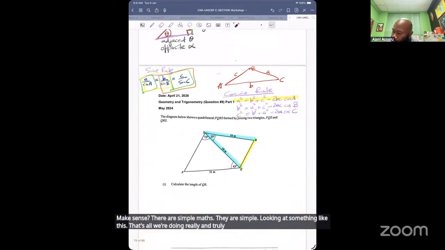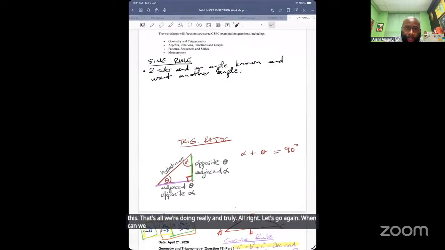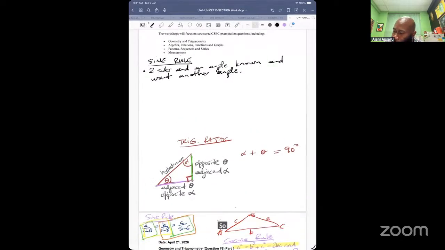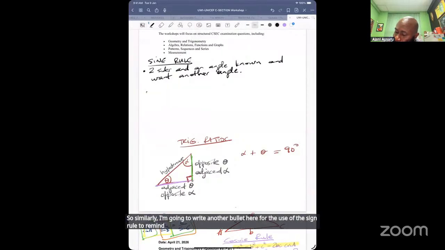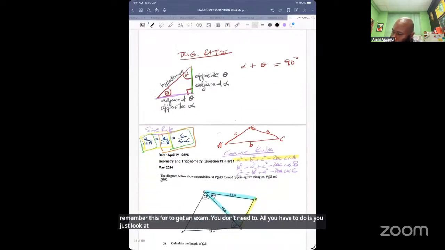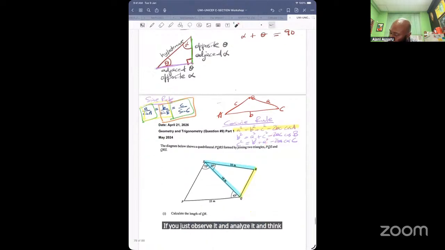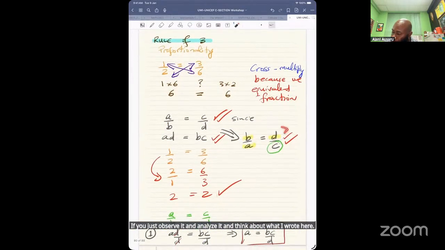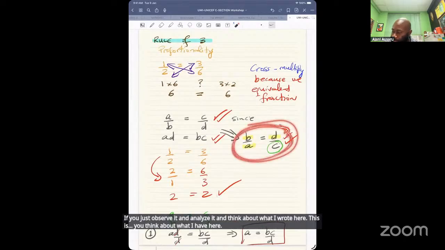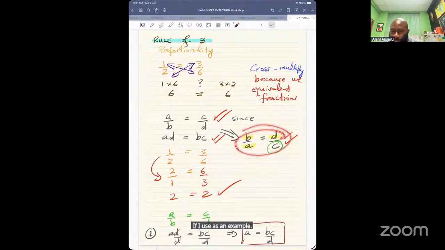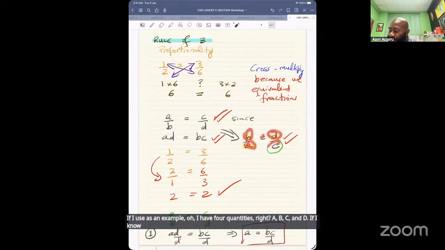All right, let's go again. When can we use the sine rule? Similarly, I'm going to write another bullet here for the use of the sine rule to remind us. And to be honest, you don't have to try to remember this to go into an exam. All you have to do is just look at it and analyze it. If I use this as an example, I have four quantities, A, B, C, and D. If I know any three of them, I can find the fourth one.